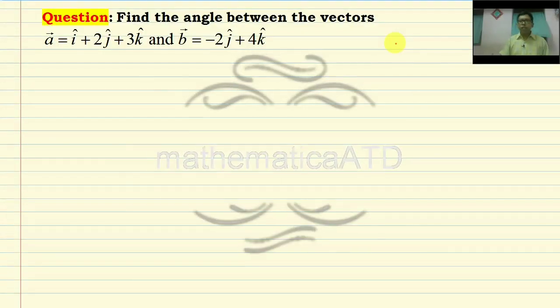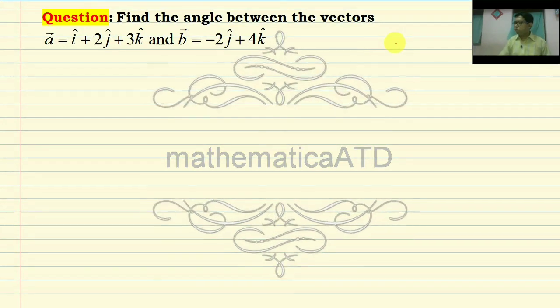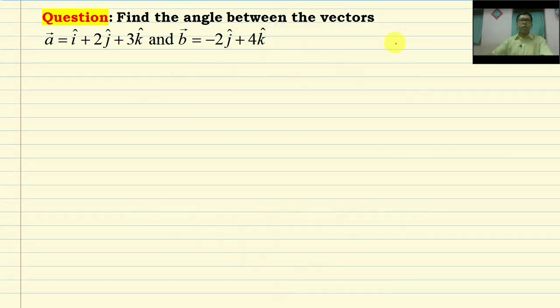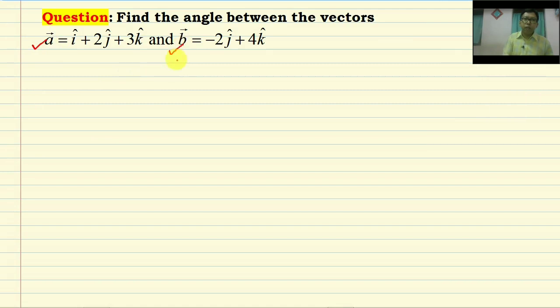Dear students, in this tutorial we shall see a few important examples of NCERT. The first question is: find the angle between the vectors A and B. Vector A is given and vector B is also given. So you have to find the angle between them. First of all, what to do?